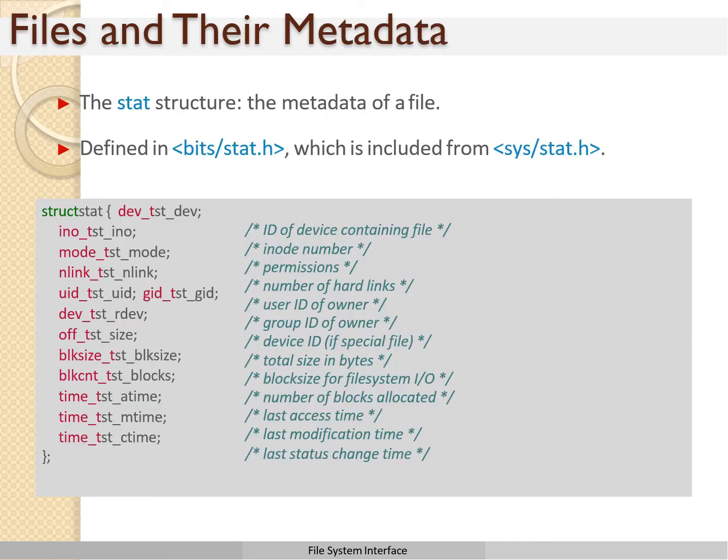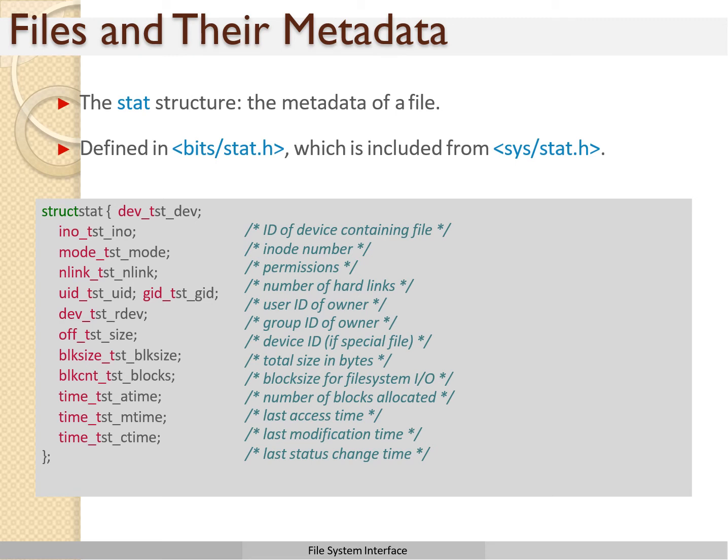There are certain functions that return information about a file in the buffer pointed to by the stat buff. The stat structure defines the metadata of a file. It is defined in bits/stat.h, which is included in sys/stat.h. The stat and fstat functions retrieve information about a file pointed to by the path name.